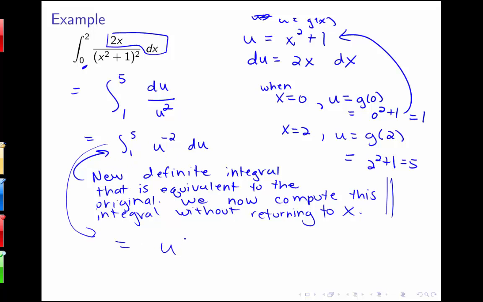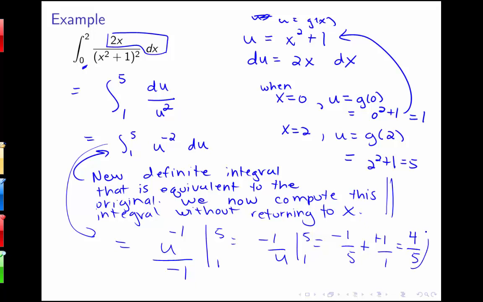So I have u to the negative 2 plus 1 over negative 1 evaluated from 1 to 5. So we're looking at negative 1 over u evaluated from 1 to 5. So we plug in 5 first, so we've got negative 1/5 minus negative 1 over 1. So we have 1 minus 1/5, and we get 4/5. So 4/5 is the answer for the integral from 1 to 5 of u to the negative 2 du, and it's equivalent to the integral from 0 to 2 of 2x over (x squared plus 1) squared dx.